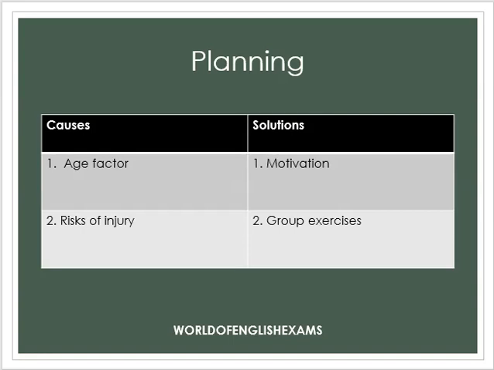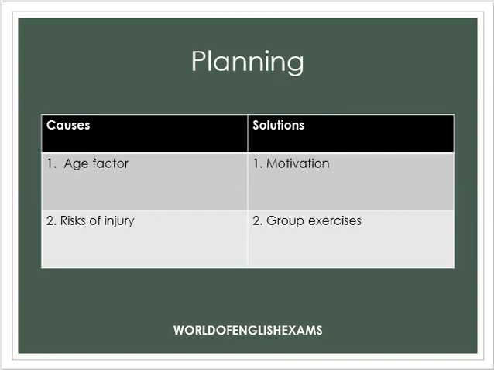Probably their age factor might be a hindrance. They might think that they are too old to exercise, and maybe the second cause can be risks of injury. They may have some misconceptions and myths stating that if we exercise, there might be an injury caused, and in this old age it does not heal and all that. So that may be one of the causes. So age factor and risks of injury.